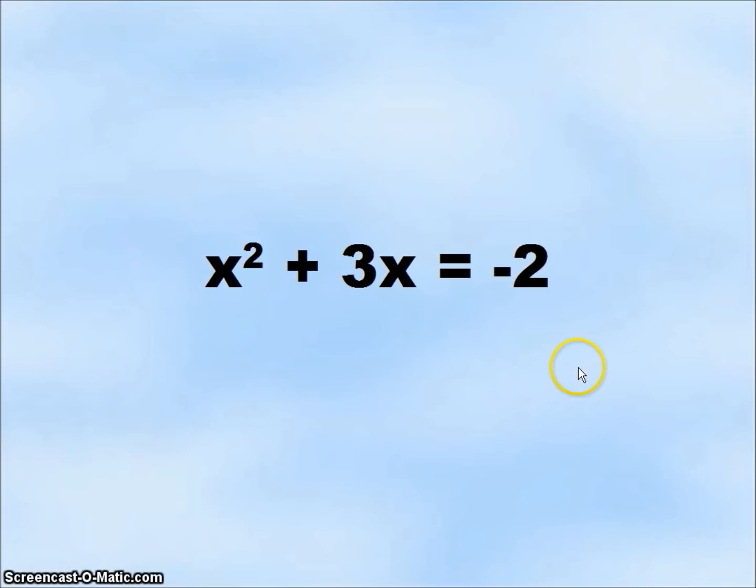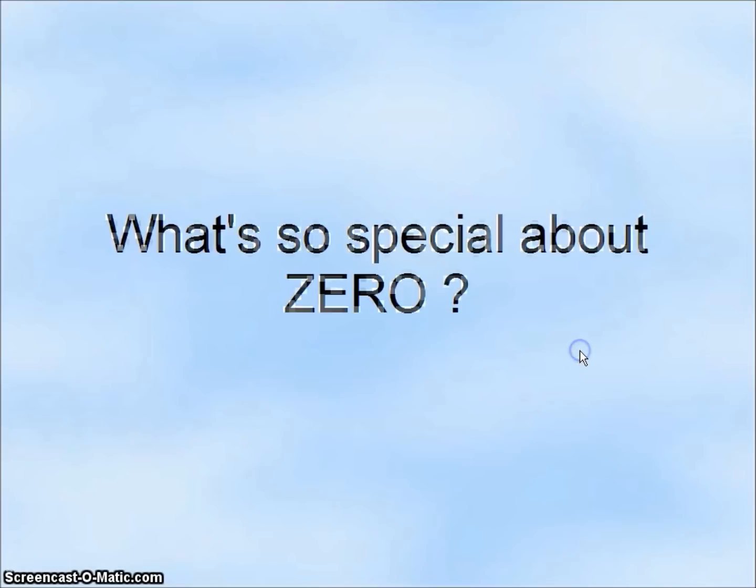Well, this isn't in standard form. Standard form, the equal to 0 bit, is kind of important because something is cool about 0. What's so special about 0? Well, it's the additive identity. Nice bit of vocabulary. Let's see what that's really about, though.